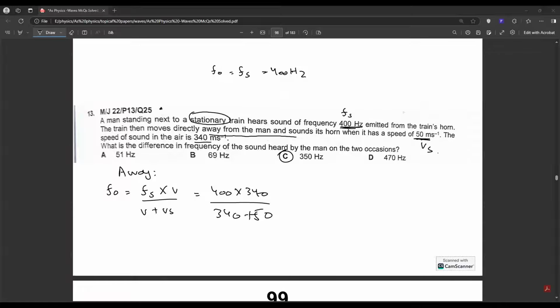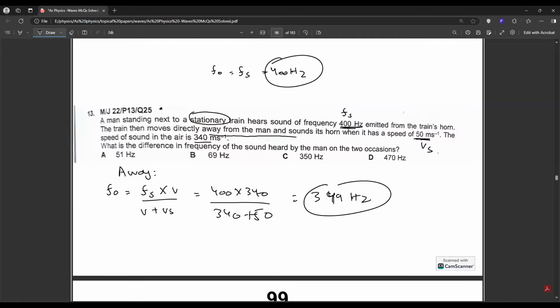If I check in the marking scheme, the frequency observed is 350 hertz, or 349, you can say. Now the frequency heard is 349 hertz. Perfect. Initially, the frequency heard was 400 hertz. What is the difference between them? This is 349, not 399. What is the difference between the two? 51 hertz is your answer. Perfect. Let's further move ahead.